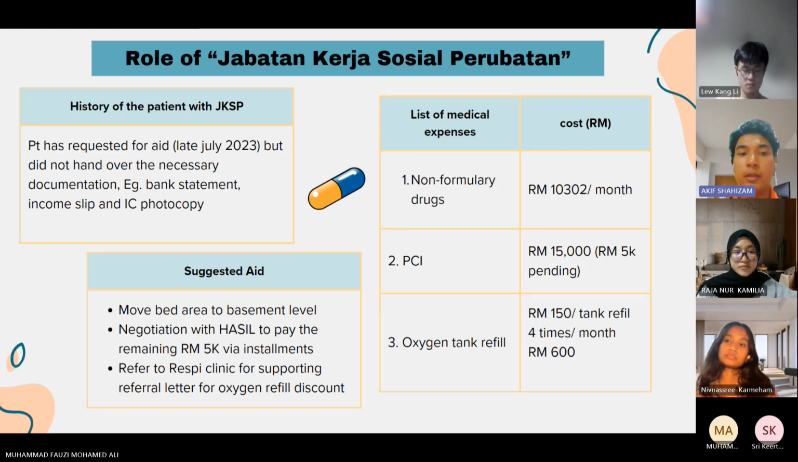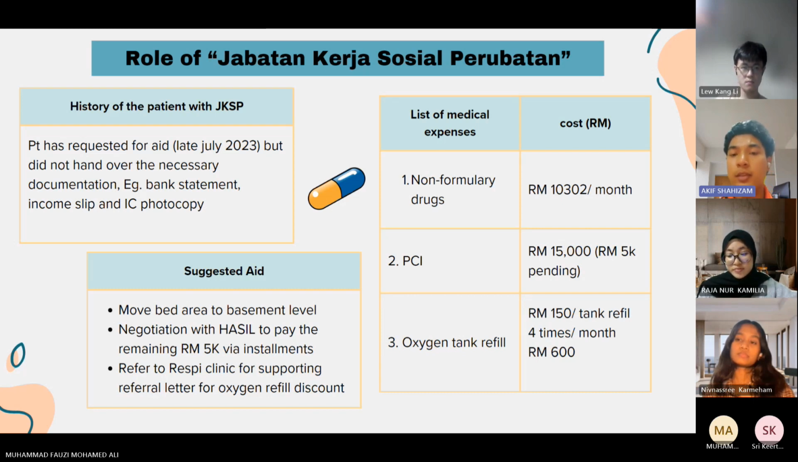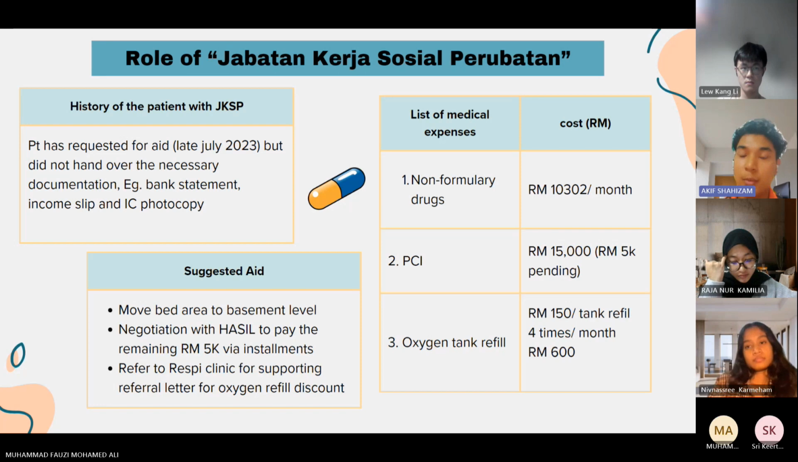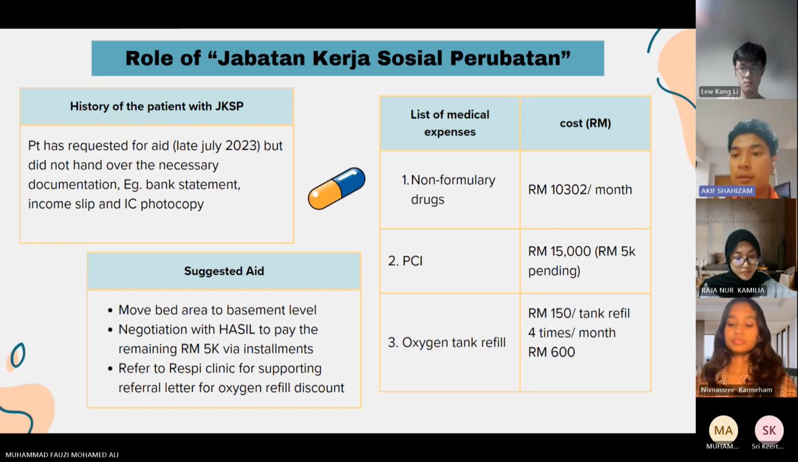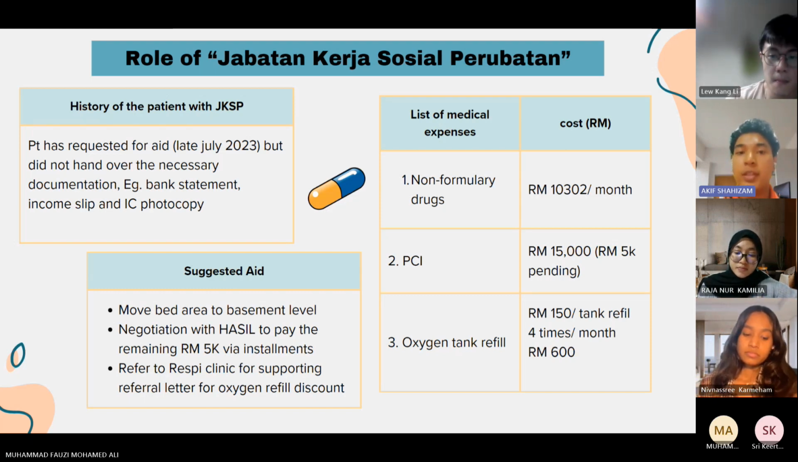Also, he suggested that he would refer the patient to the respiratory clinic for a supporting referral letter for an oxygen refill discount. This would make sense when I explain the medical expenses later. In the medical expenses for the patient, he has three things that he has to pay for. The first one is the non-formulary drugs, which cost him 10,302 ringgit per month, including tax, which is a big amount, as well as the PCI, which is 15,000, like I mentioned before, and the oxygen tank refill, which is RM 150 per tank refill, 4 times a month, which is ultimately 600 ringgit.